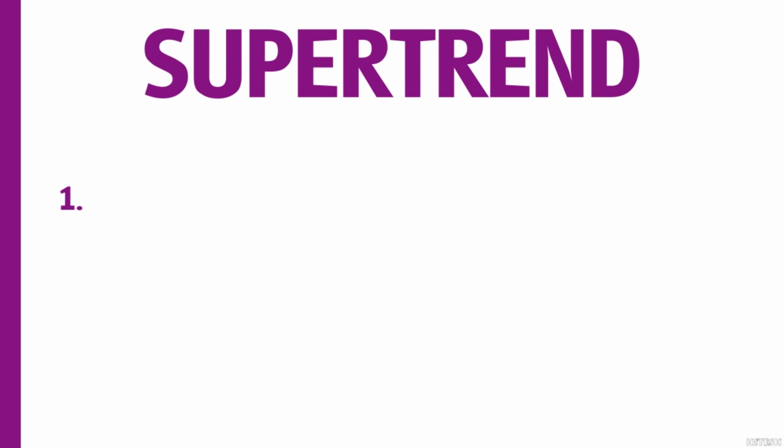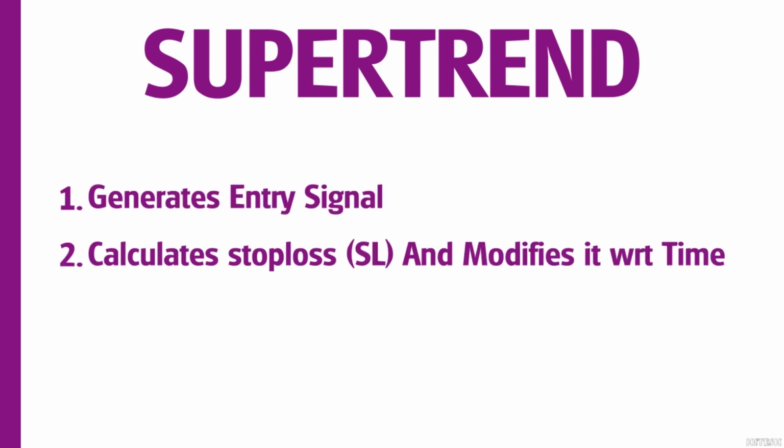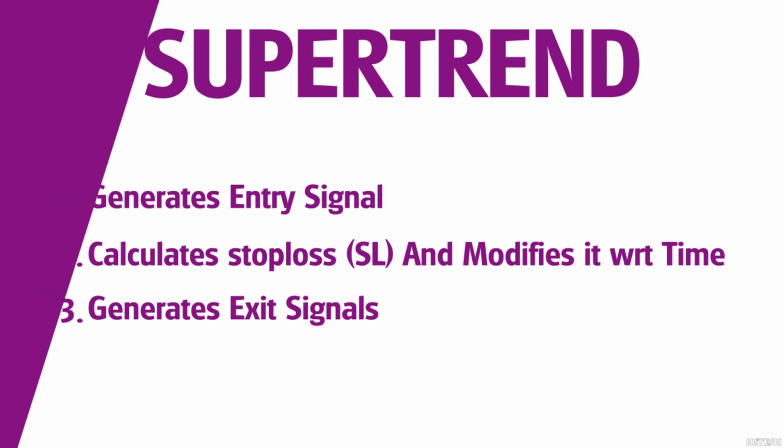Supertrend is an all-in-one indicator. That means it generates entry signals, calculates stop losses, modifies the stop loss with respect to time, and also generates exit signals. That means if you are just following Supertrend, it will automatically give you points where to buy and where to sell. Now let us look at the work of Supertrend in the Indian market.